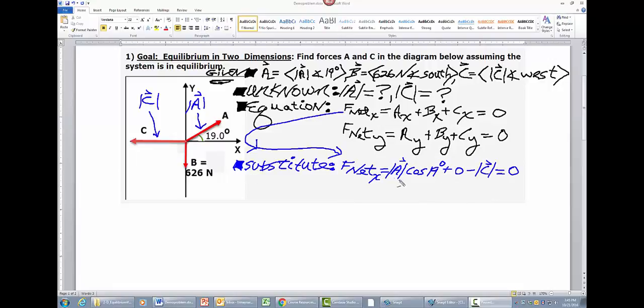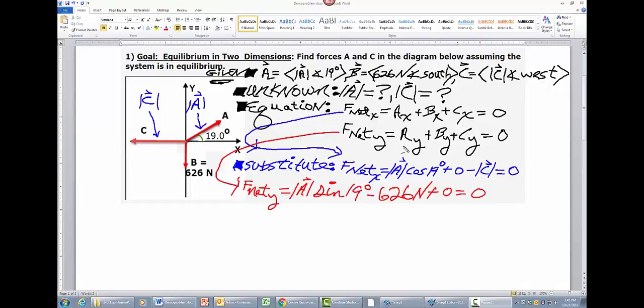Substitute. F net of x is the magnitude of A times the cosine of the reference angle, 19 degrees. In the first quadrant, the reference angle is just the angle. Plus 0, since B is due south and has 0 x component, minus the magnitude of C. C points out the negative x-axis, and therefore its x component is negative.